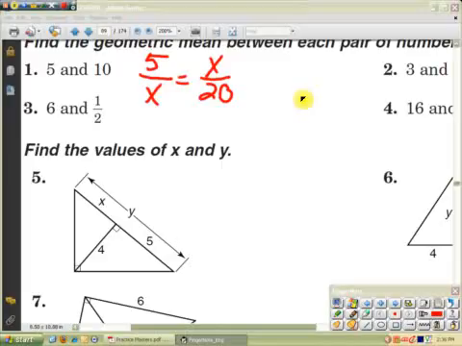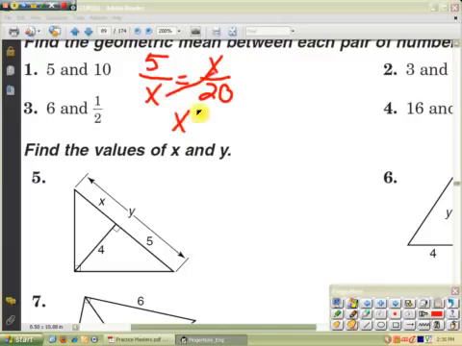Okay guys, I'm going to explain how to do number 1 and number 3 here from the practice. And then you can try to do 2 and 4 on your own. So for number 1, we want to find the geometric mean between each pair of numbers. So we've got to set it up in the formula that you see here.